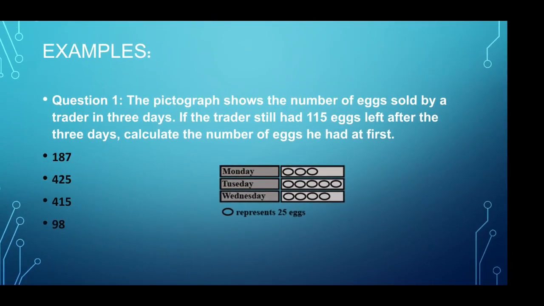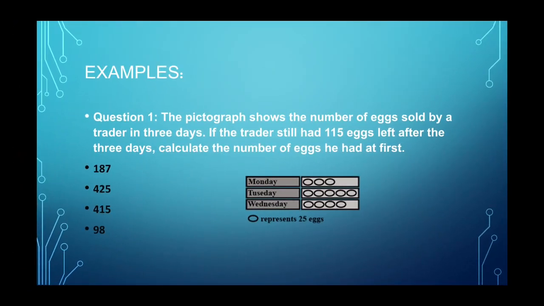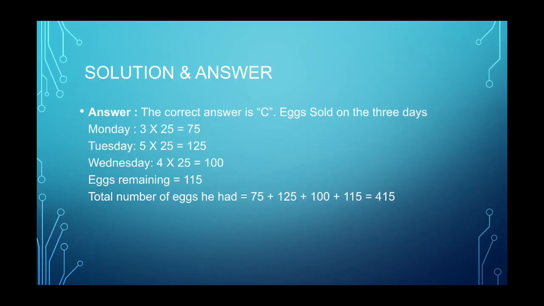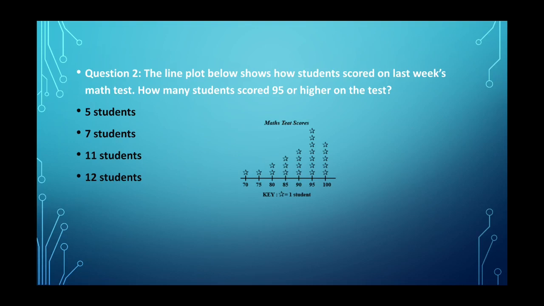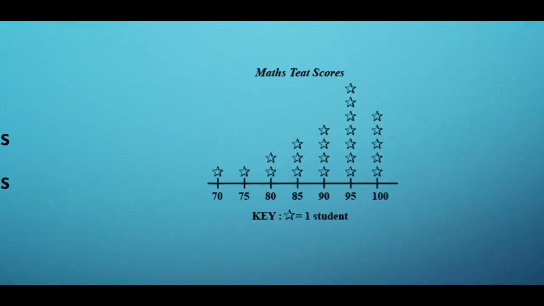Okay, so we have here our example number 2. The line plot below shows how students scored on last week's math test. How many students scored 95 or higher on the test? So for us to be able to know, we just need to count. In this question here, it shows a chart as well with the corresponding scores.